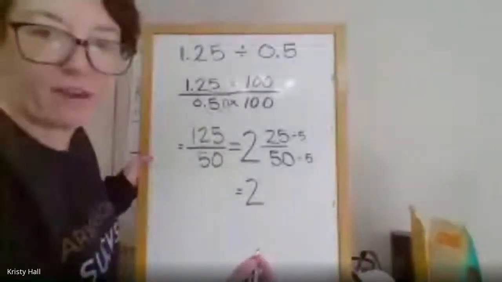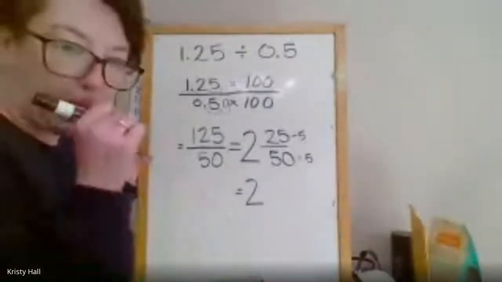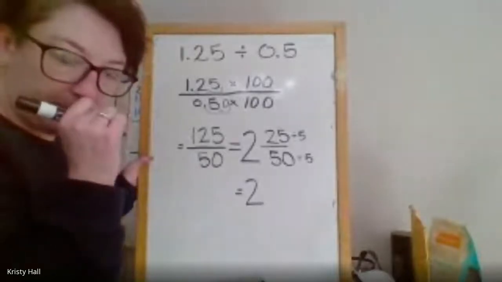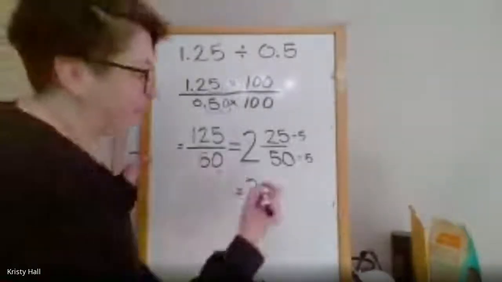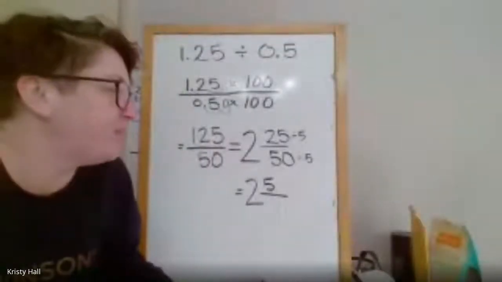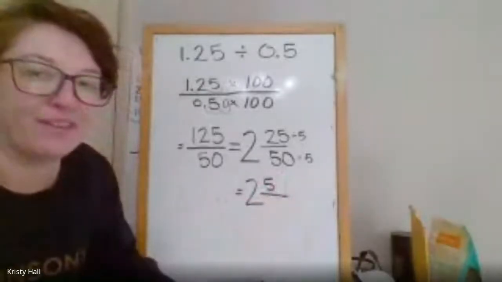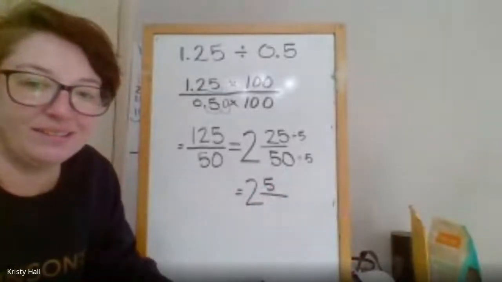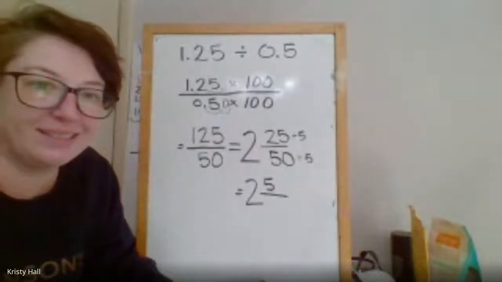Was that Matthew? What's 25 divided by 5? 5. That was Matthew. His microphone is so quiet. What's 50 divided by 5? 10. Great job.